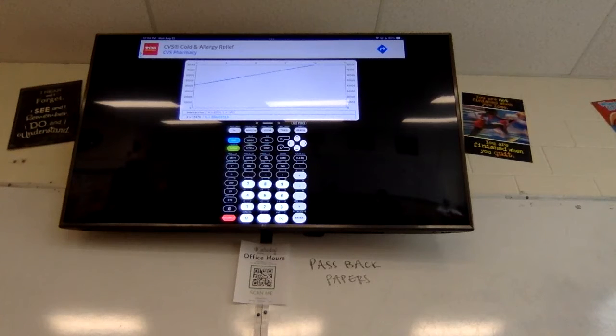The direction said graph and then it said trace. Do you remember how to trace on your calculator? Physically press the button that says trace and then you just move your arrows left and right. Left and right.